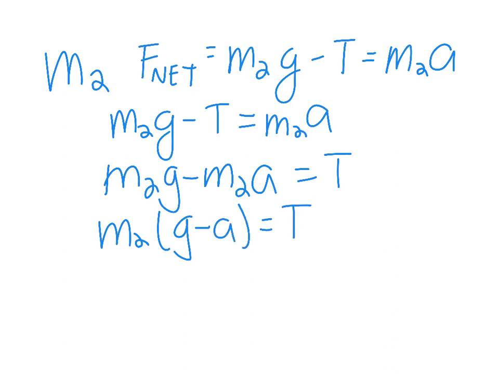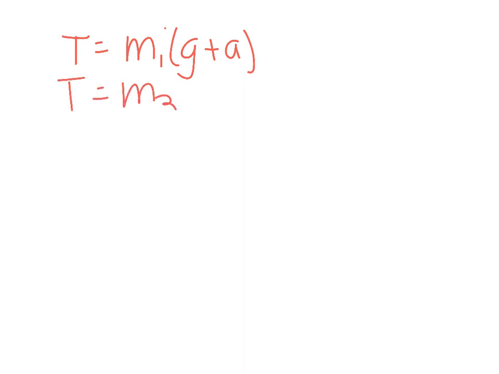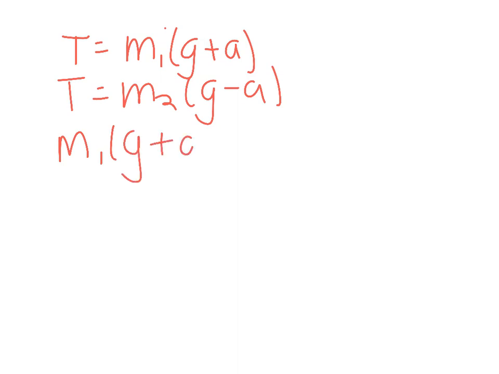Now let's combine this so we can solve for acceleration. And this is where the math gets really fun. Okay, so I'm going to take my two T's. Just as a reminder, I have T equals m1 (g plus a). And then on my other side, I have T equals m2 (g minus a). So let's set those equal to each other. So I have m1 (g plus a) equal to m2 (g minus a). Now we're solving for a, so we need to distribute again and then put all the a's on the same side. So let's distribute.